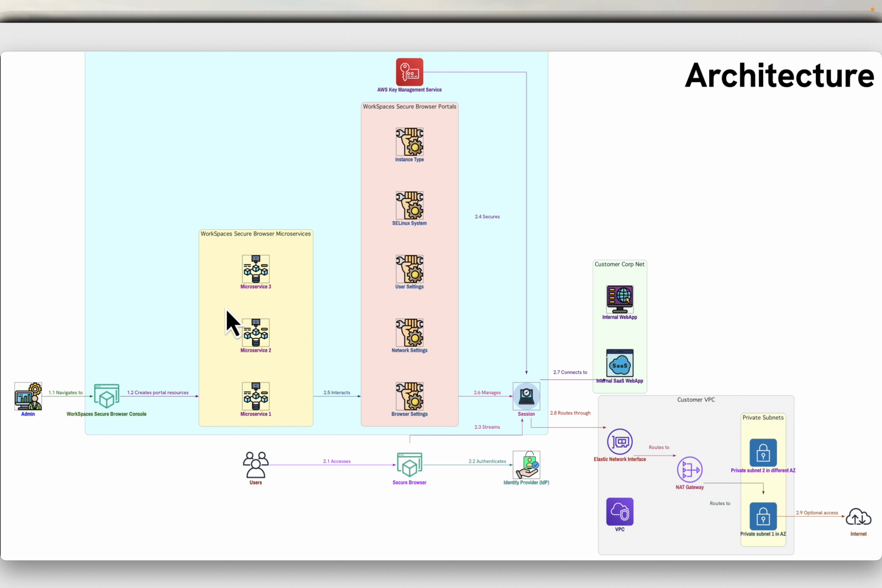The admin takes care of setting up all the backend, all the settings like secure browser portal settings, such as EC2 instance type, SE Linux system settings, user settings like what they can access, the network settings and the browser settings, the identity, the portal endpoint, and finally the customer component. You can expose web apps which are in your corporate network as well as in the customer VPC.